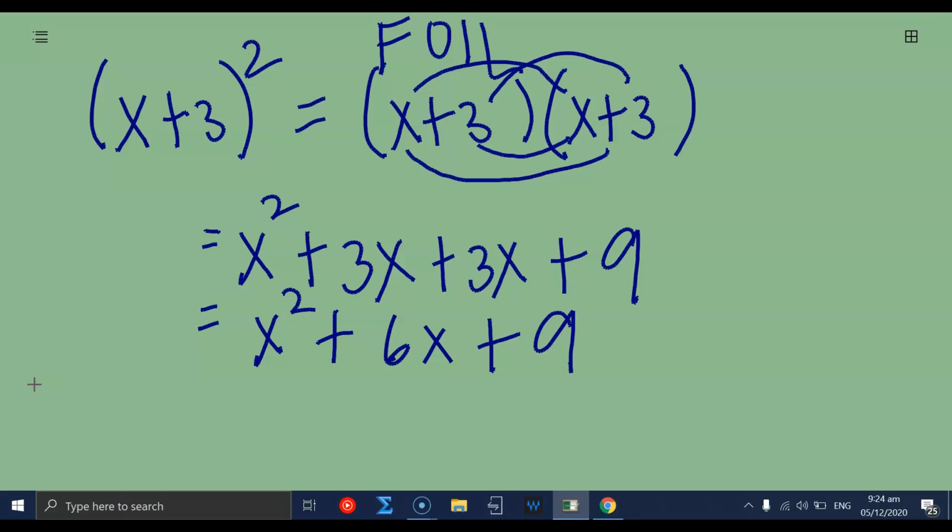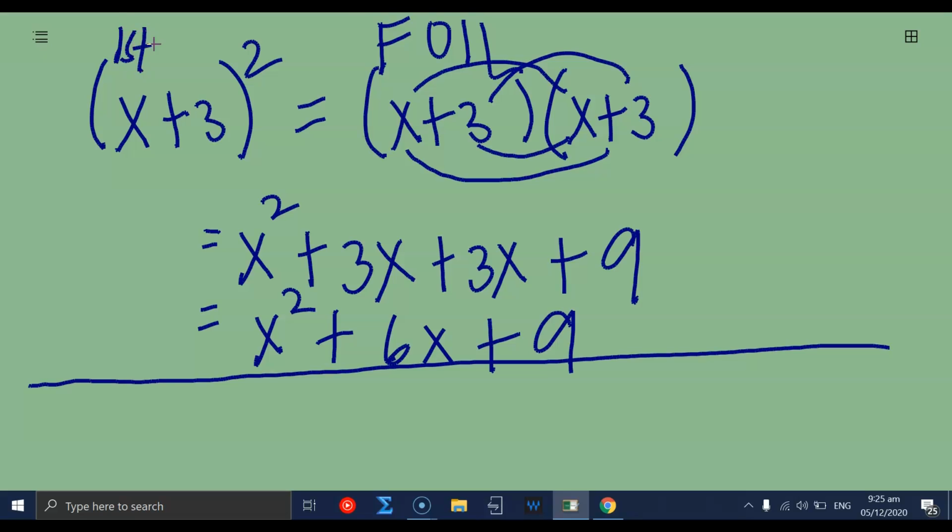Now, let us work on this with a shortcut. Since this is a square of a binomial, another method that we can use is to square the first term. So let's call this the first term and this the second term. So we square the first term, and then we square the last term. That would mean 3 times 3 or 3 squared, so plus 9.